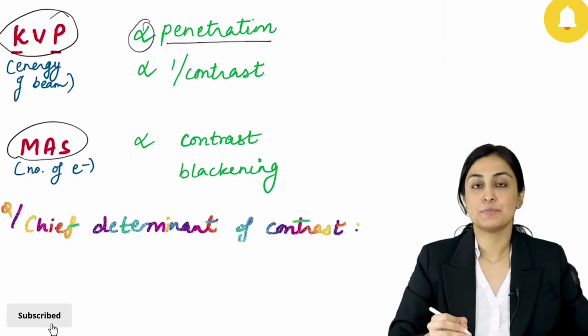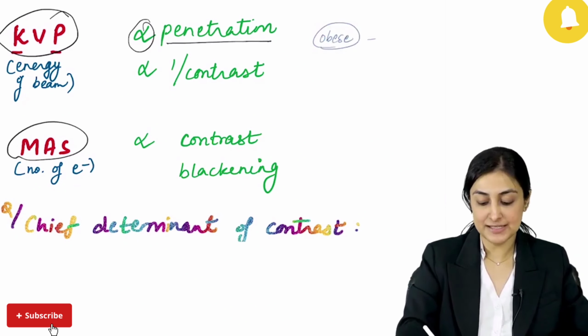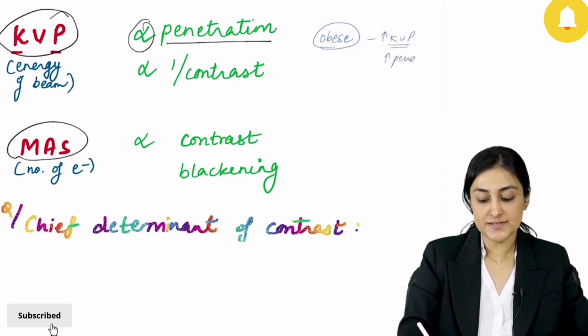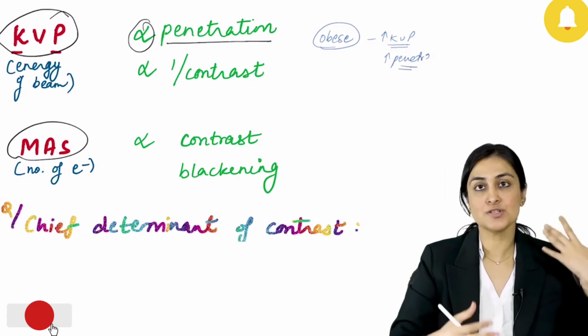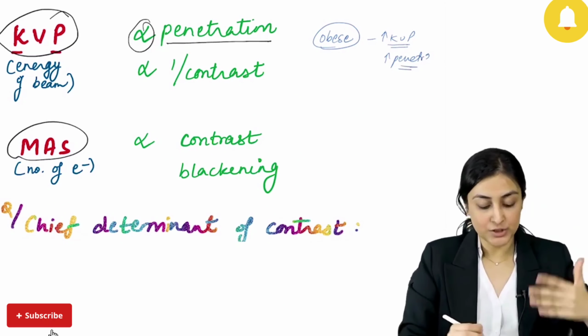So if you have an obese patient, and they ask you what is the parameter that you will have to change, you will say that I will need to increase the KVP, because we need to increase the penetration of X-ray beams, as now there is a larger surface area at play. So that is something that we want to do.